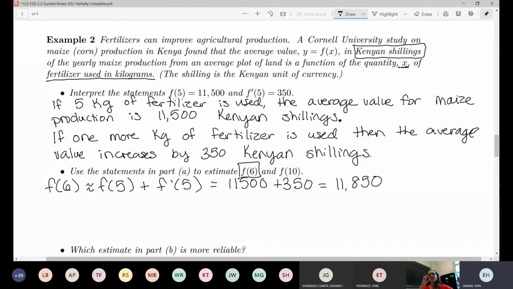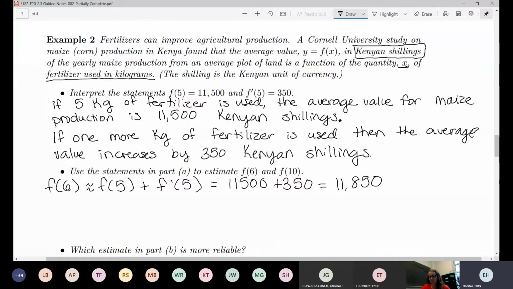So essentially we took the value we knew and we used that derivative value to help us estimate the next value up. Now we don't know that that's the exact value of it. That's the best we can do though, is that we can estimate it using that idea. Now what if I wanted to estimate f of 10?